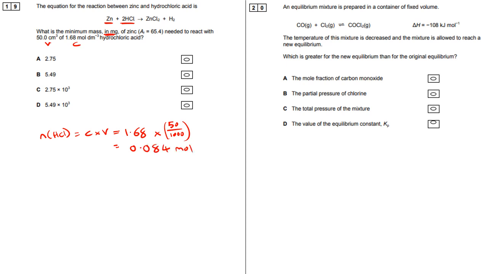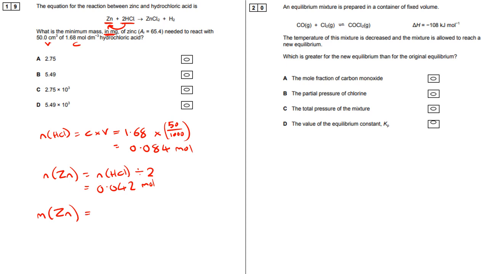Once you know the moles of one thing, you need to work out the moles of the other thing using the balanced equation ratio. So the moles of zinc, using the equation and the ratio, is going to be the moles of HCl divided by 2. So 0.084 divided by 2 is going to be 0.042 moles there. What's the mass in milligrams, sorry, of zinc?